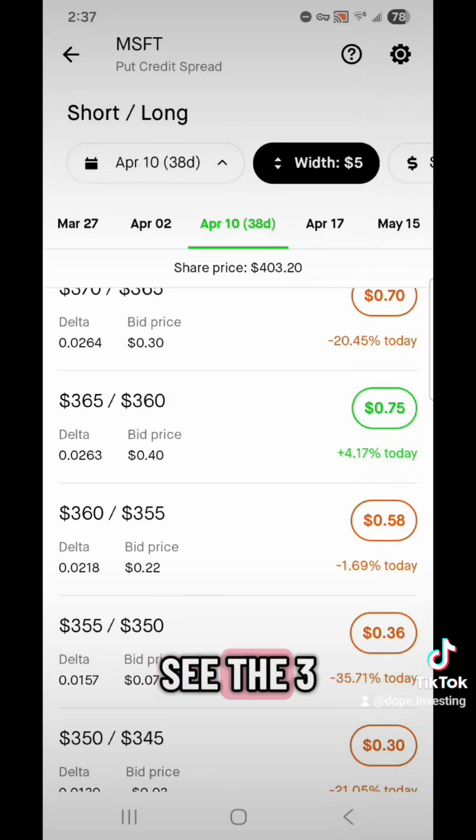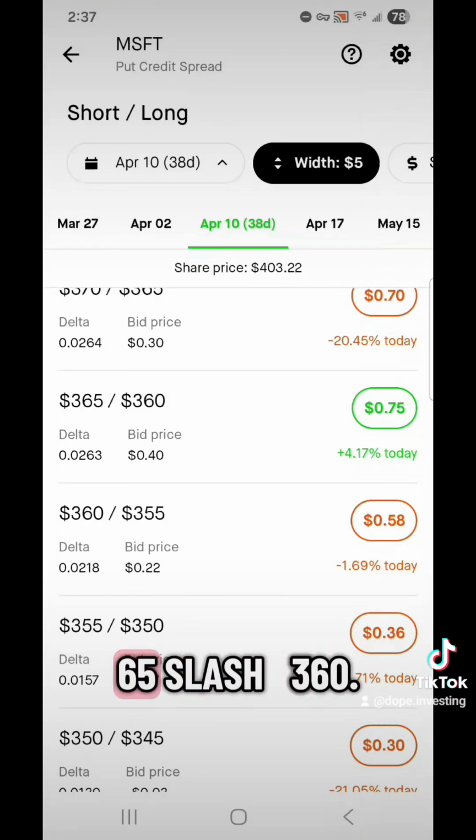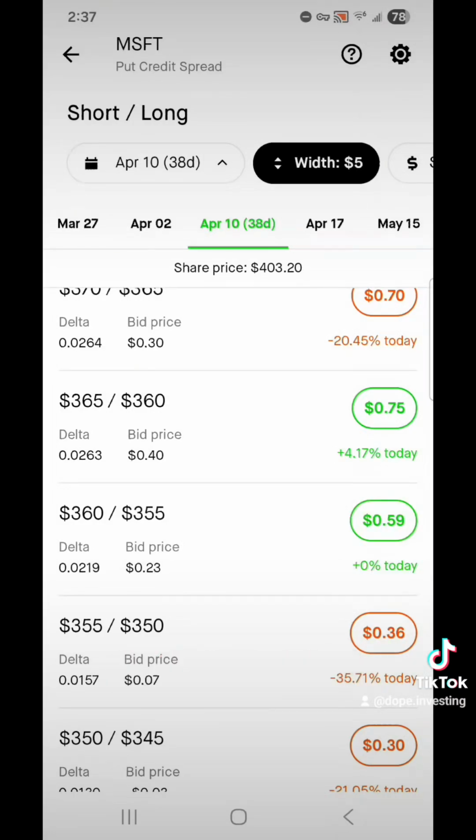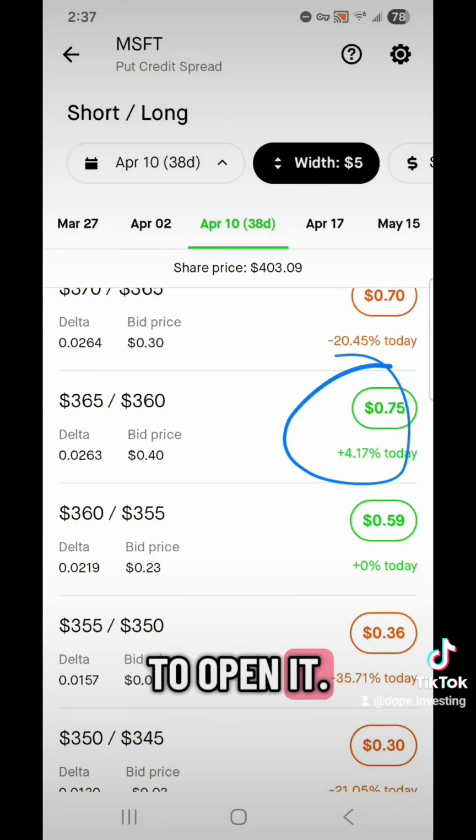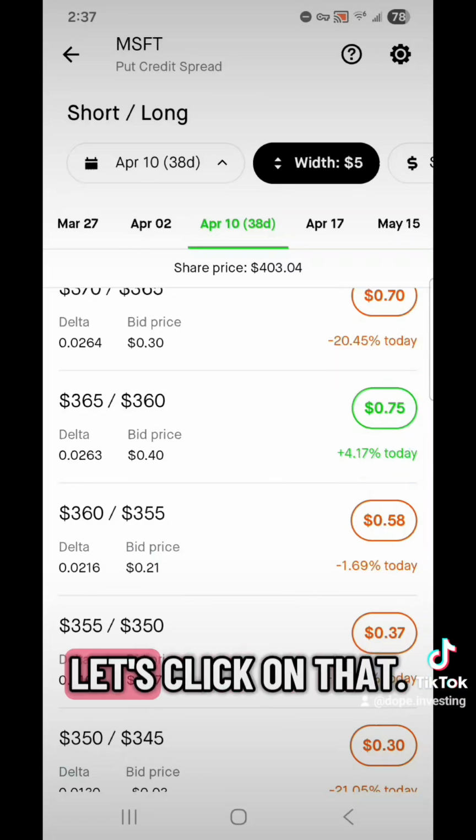And we can see the 365/360. We could get around $75 to open it. That sounds good. Let's click on that.